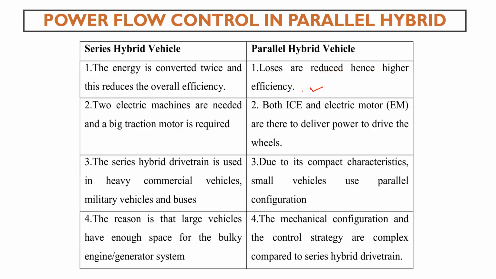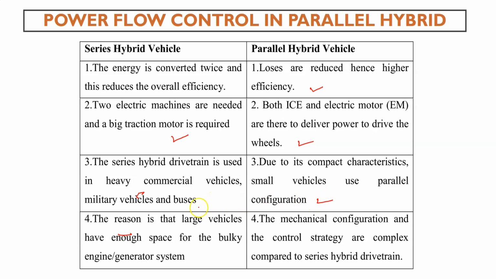So next, in the case of a series hybrid vehicle, two electric machines are needed and a big traction motor is required. But in the case of a parallel hybrid vehicle, both the IC engine and the electric motor are there to deliver power to drive the wheels. The series hybrid drivetrain is used in heavy commercial vehicles, military vehicles and buses. Due to its compact characteristics, small vehicles use a parallel configuration.